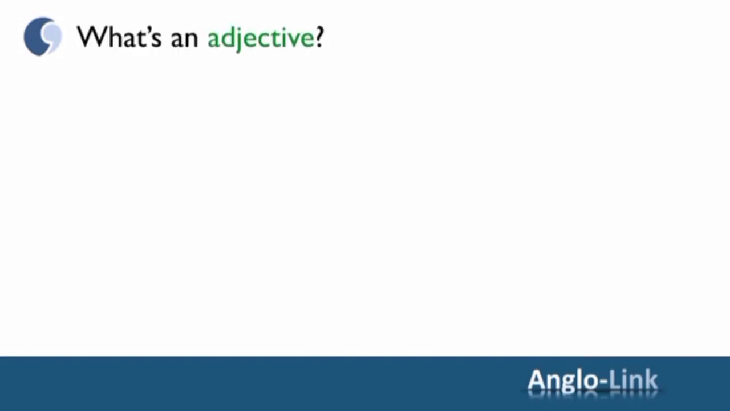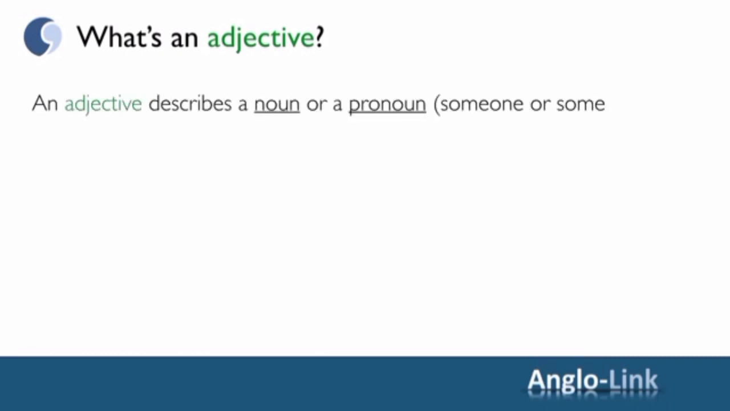Let's have a quick review of what adjectives and adverbs are and how we formulate them. Let's start with adjectives. What's an adjective? An adjective describes a noun or a pronoun, someone or something. And an adjective usually comes before the noun.